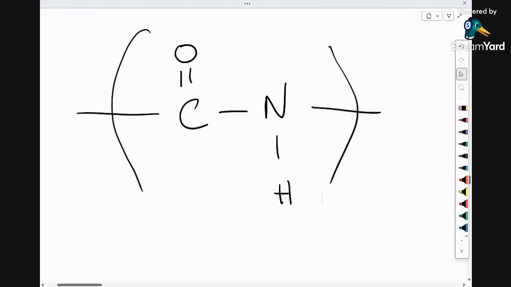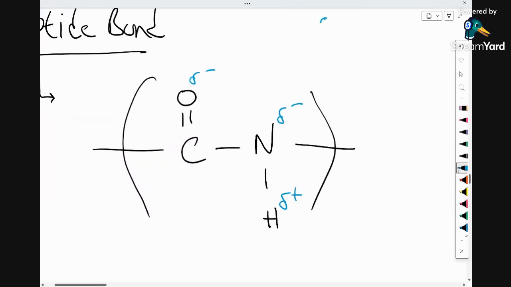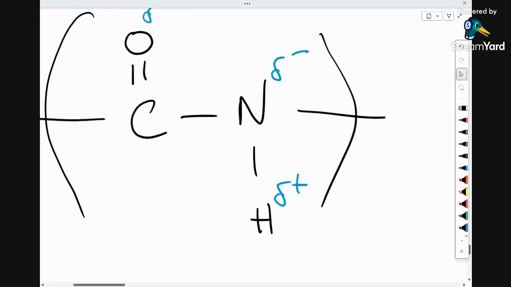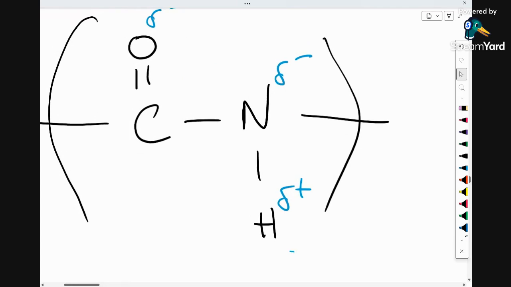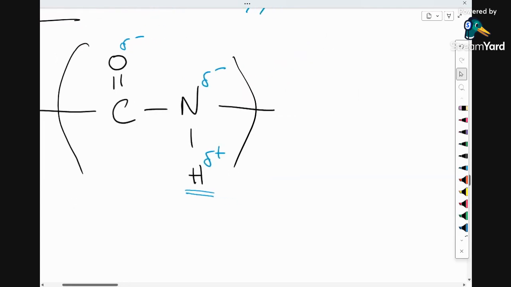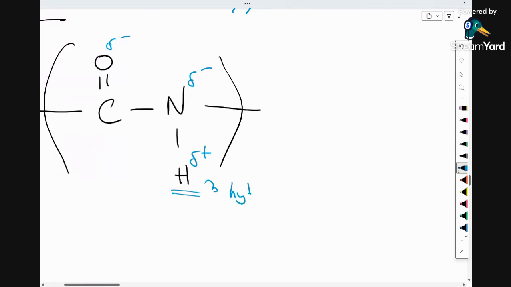Hopefully, your brain is already thinking, ooh, oxygen, delta negative. And is also thinking nitrogen is delta negative. That means this hydrogen must be delta positive, right? Because of the electronegativities. Remember, the electronegative atoms we come across are FON, F-O-N. And hopefully you appreciate that because we've got hydrogen attached to this nitrogen and it's delta positive, this is absolutely used for hydrogen bonding. It's got hydrogen bonding potential.